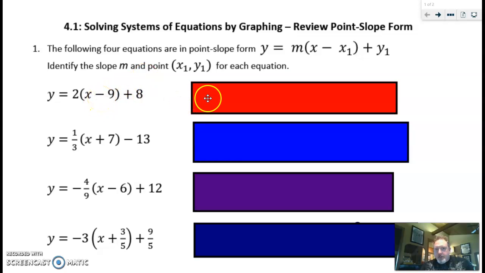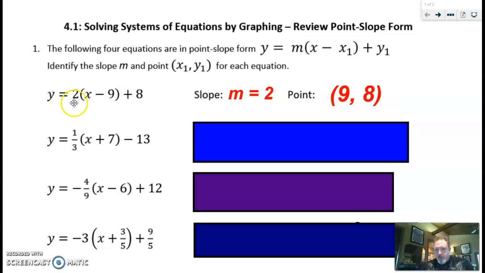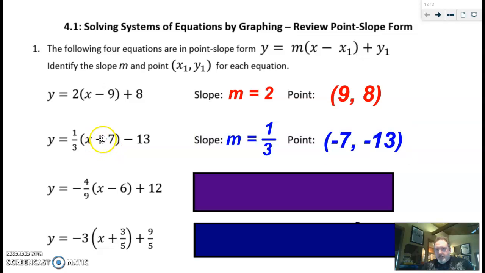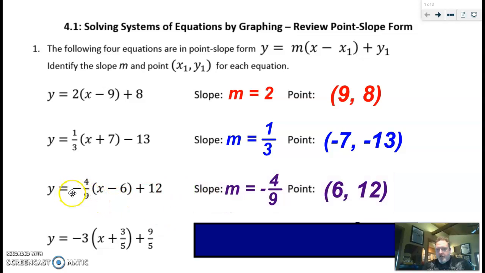So, for example, this first one here, we see that our slope is 2. X is the opposite. So x is 9, y is 8. So all we have to do for the first couple here is identify slope and point. If you look at the second one here, our slope is 1/3, and our point, the opposite for x, so -7, y value -13. For equation 3, slope of -4/9, x value of 6, again opposite of what's in the parentheses, y value is 12.